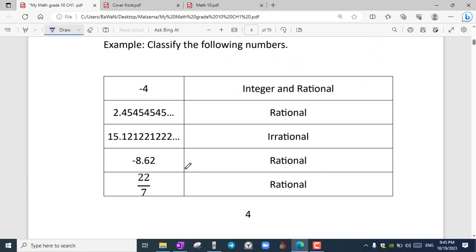Example, classify the following numbers. Then -4 is integer. This makes it rational. 2.45, 45, 45 repeating. These 3 dots means 45 is repeating. This makes it rational.